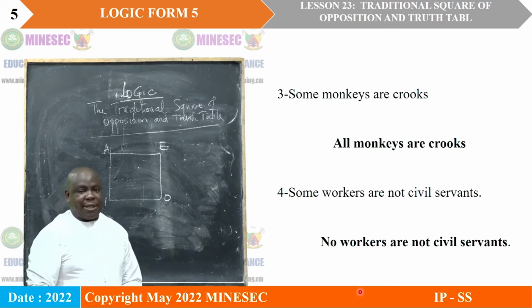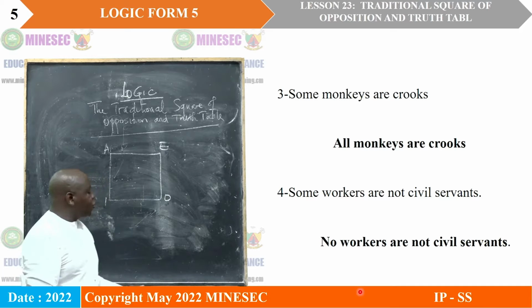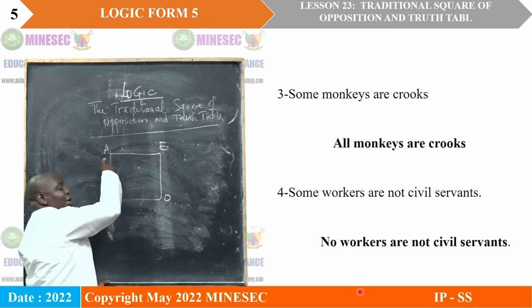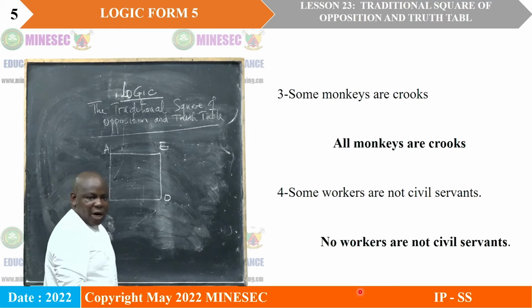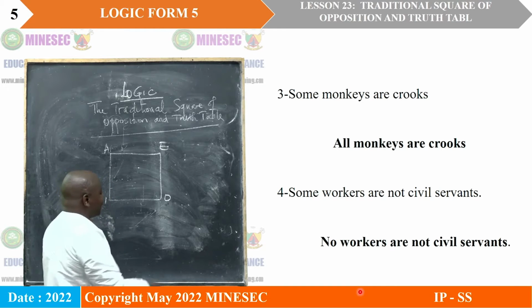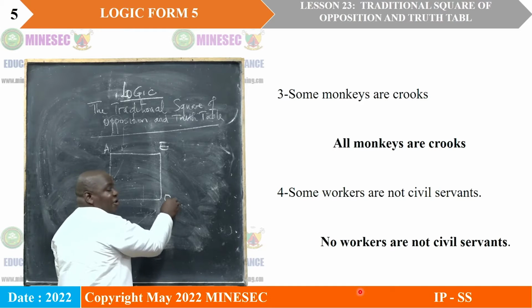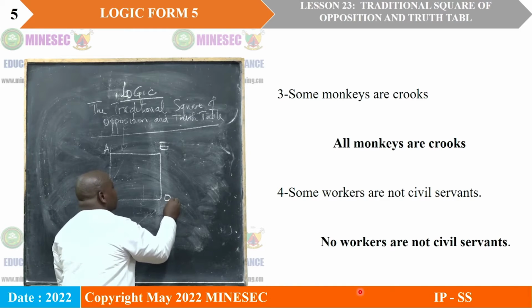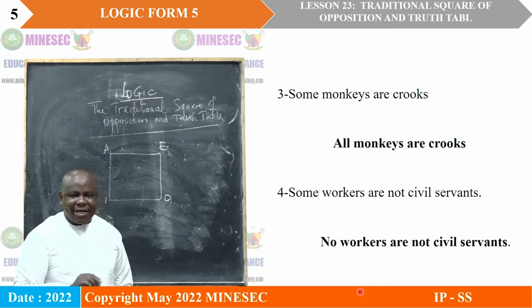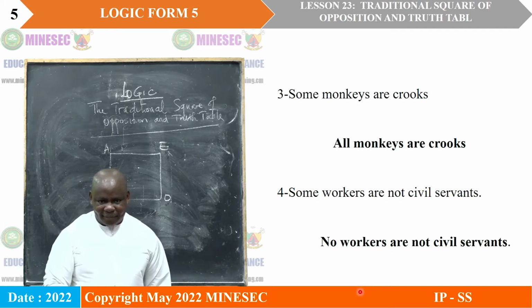Another third one, some monkeys are crooks. The subordination of an I proposition would be all monkeys are crooks. Also, I goes to A as well as A goes to I. The last one is some workers are not civil servants. From O to what? E, which is no workers are civil servants.